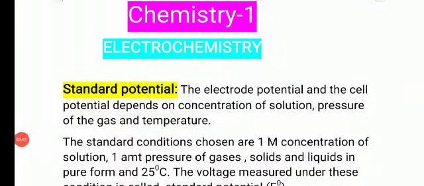Hello guys, our today's topic is standard potential. Guys, in the last video we studied the electrode potential or the cell potential. First of all we'll discuss electrode potential. What is electrode potential? It is the potential difference between electrode and electrolytic solution. And what about cell potential? It is the potential difference between the oxidation electrode and the reduction electrode.